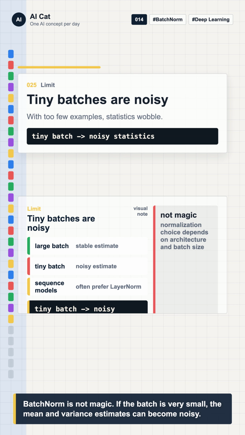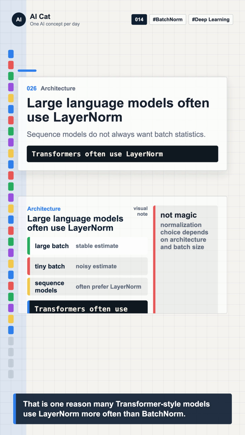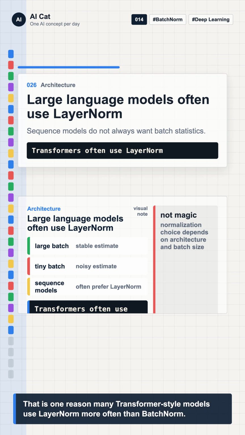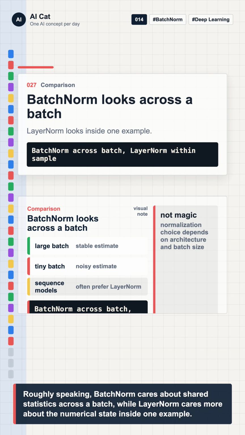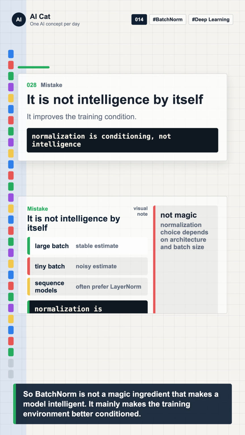If the batch is very small, the mean and variance estimates can become noisy. That is one reason many transformer-style models use layer norm more often than batch norm. Roughly speaking, batch norm cares about shared statistics across a batch, while layer norm cares more about the numerical state inside one example. So batch norm is not a magic ingredient that makes a model intelligent.